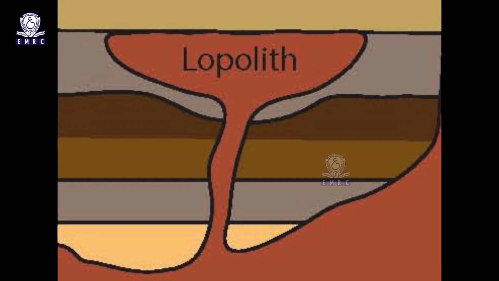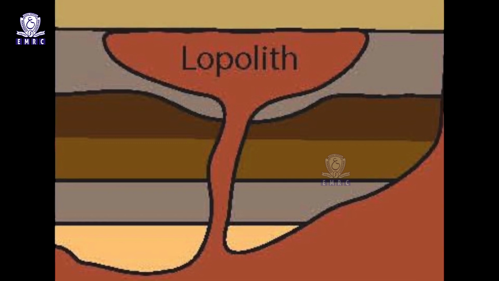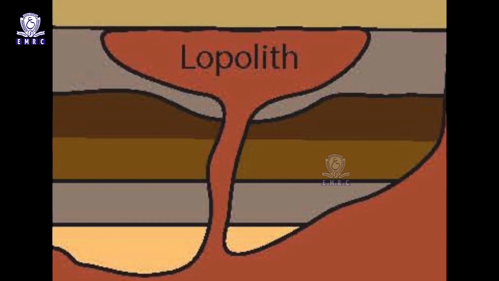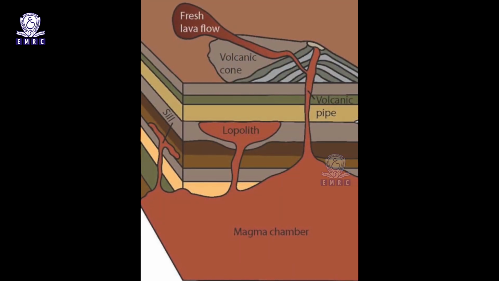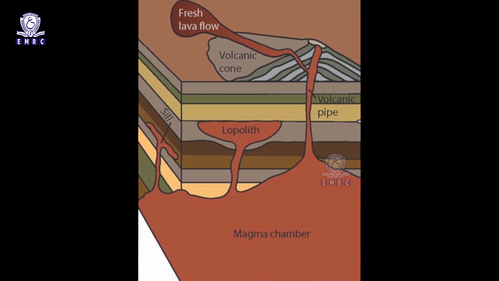Lopoliths. A lopolith is a shallow basin or bowl-shaped magmatic intrusion. When the magma is intruded and solidified in a concave shallow basin shape, the resulting form of solidified magma is called a lopolith. The lopoliths are generally coarse grained because of the slow process of cooling of magma.